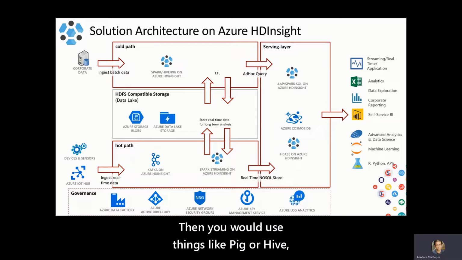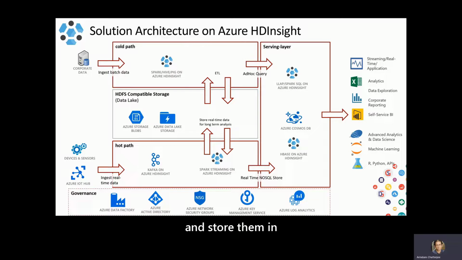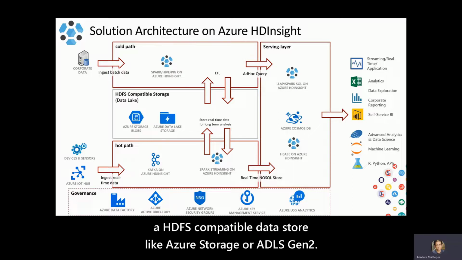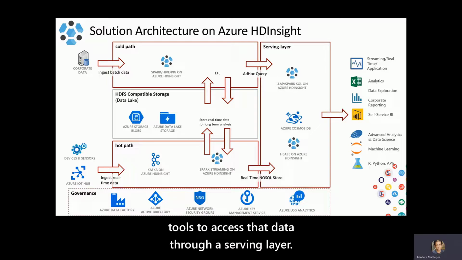And then you would use things like Pig or Hive, or more recently Spark, to clean the data, curate it, and prepare it, and convert it into structured data, typically Hive tables, and store them in a remote data store, an HDFS compatible data store, like Azure Storage or ADLS Gen 2. Once the structured data is in, then you can use any number of tools to access that data through a serving layer.